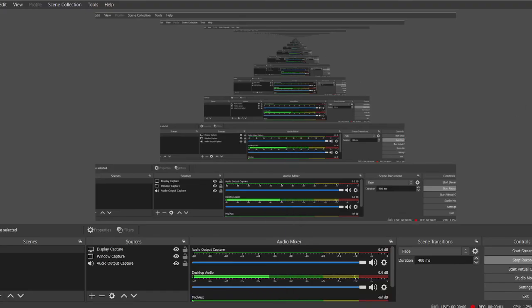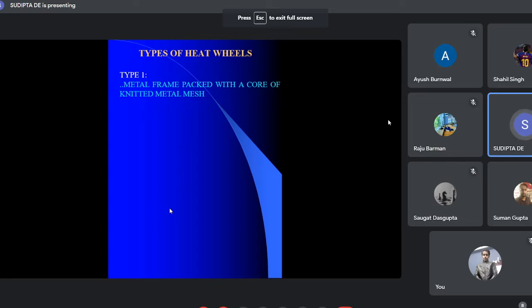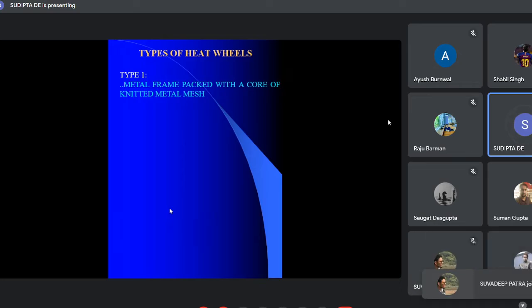contain any dust load or any condensable liquid load within itself. So, this metal frame packed with core of knitted metal mesh is the cheapest one, but simultaneously it has got comparatively inferior efficiency with difficulty related to impurity carried away by the hot gas. So please note it.